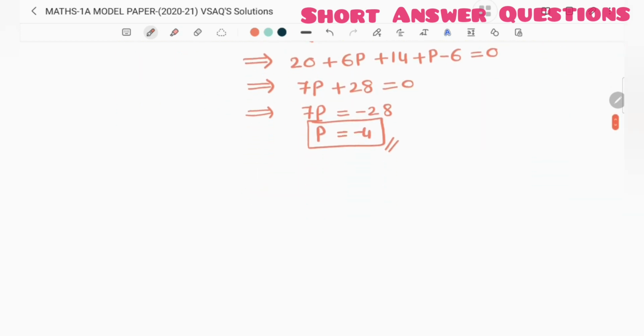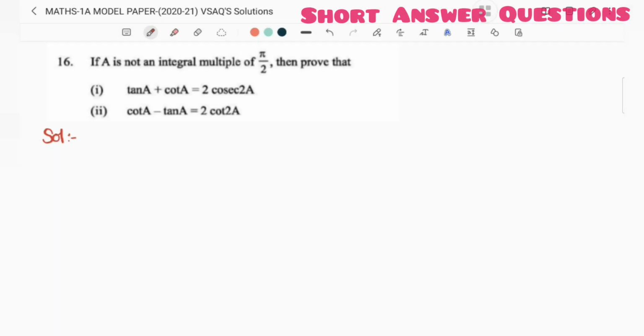We will move to the next question, dear students. Next question: if A is not an integral multiple of pi by 2, then prove that, in that first question, the 16th question, LHS tan A plus cot A is equal to 2 into cosecant 2A. We need to prove that. For LHS we have to consider tan A plus cot A.